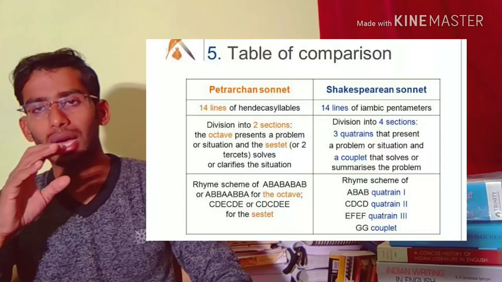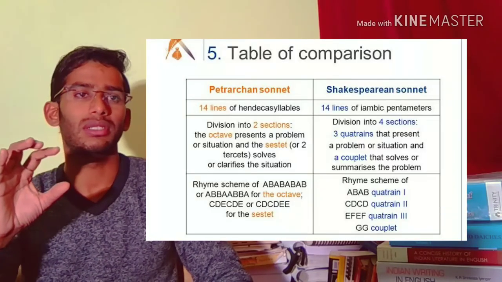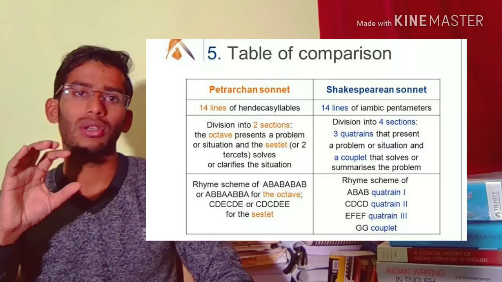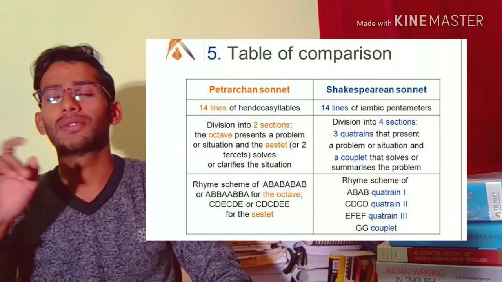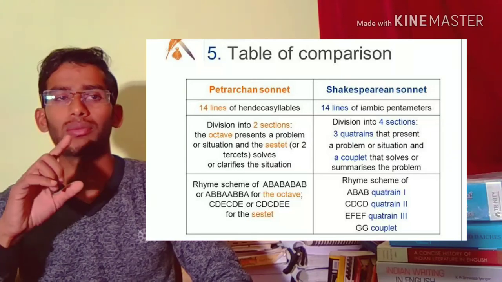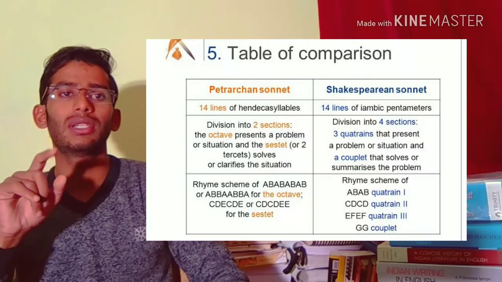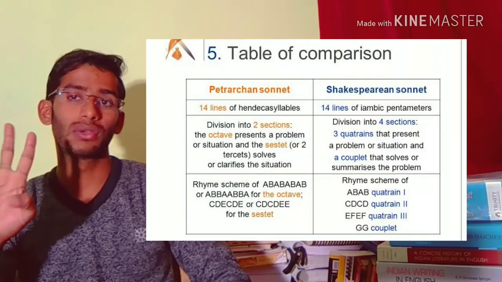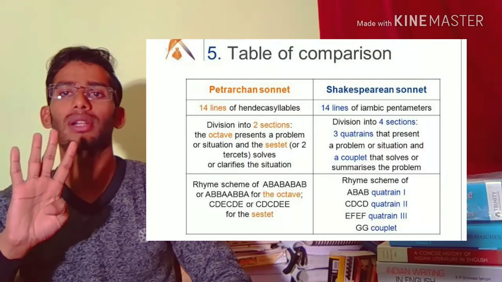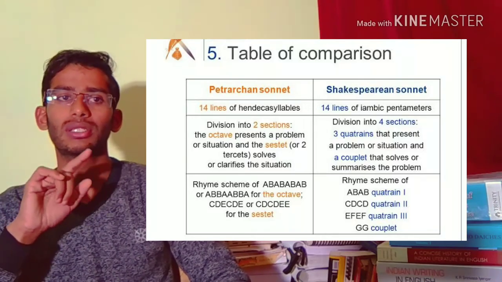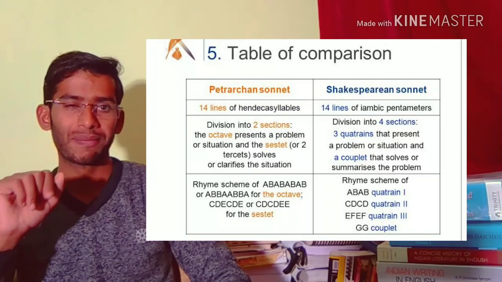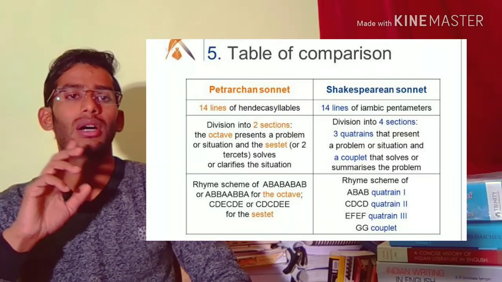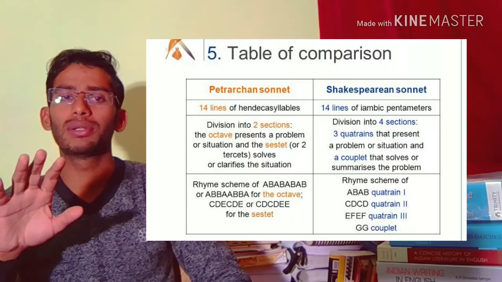Okay, let's have a comparison. What is Petrarchan sonnet, what is Shakespearean sonnet? 14 lines in iambic pentameter, 14 lines in iambic pentameter. Okay, both have 14 lines. Second, division in two sections, and division in four sections in Shakespearean sonnet. Remember this one. Here, two sections, octave and sestet. Here, three quatrains we have and a couplet. Rhyme scheme is quite different. I have already told you.